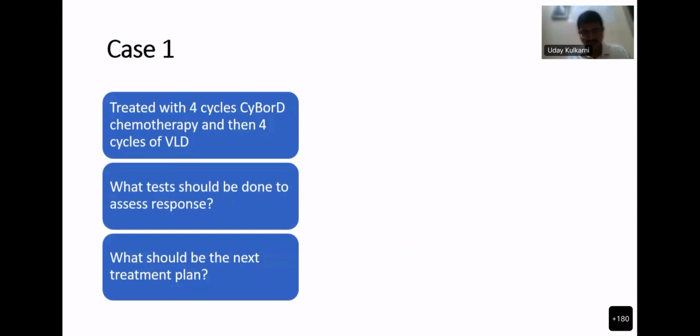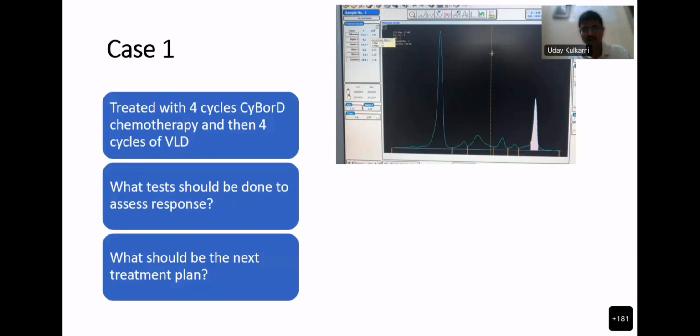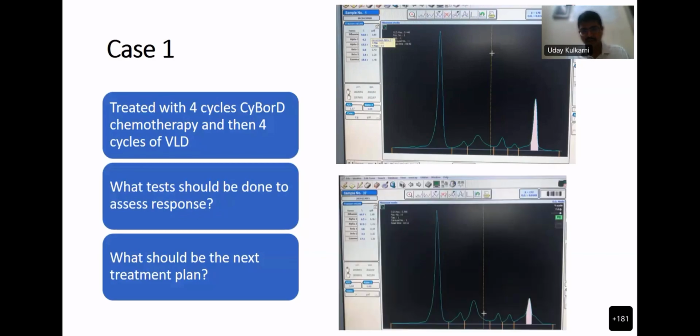So what test should be done to assess the response? So Dr. Lakshmi, we can follow up the patient with serum electrophoresis, beta-2 microglobulin levels. Right. So we followed up the patient with serum protein electrophoresis, because if the M band is more than one, one can use that for following up the treatment response. So we did the M band again. This was after 4 cycles of CyBorD chemotherapy, and the graph below is after 4 more cycles of VRD. As you can see, there is progressive reduction in the M band with treatment.